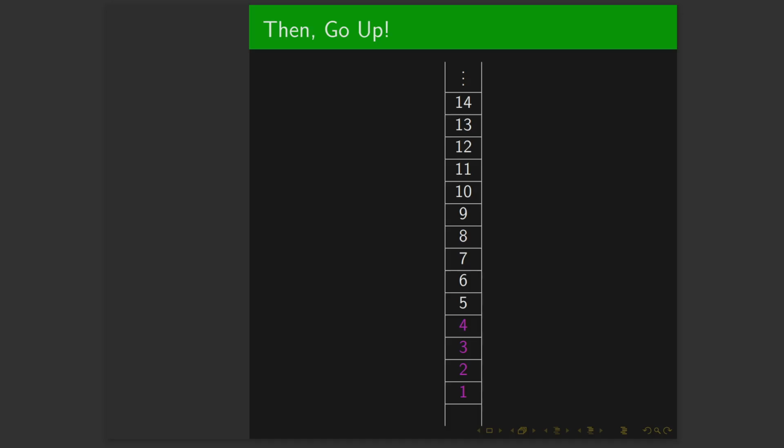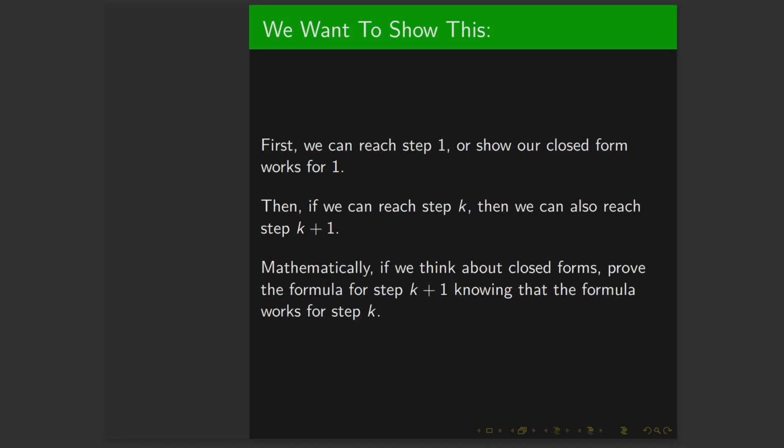But we need to ensure that this works for every number. So from step like 21 to 22, or like 32 million to 32 million and 1. So the idea is you need to show two things. One, that you can start at the beginning position, in this case the number 1. And two, you can go from any step to the next step. So if k is a natural number, you can go from step k to step k plus 1.